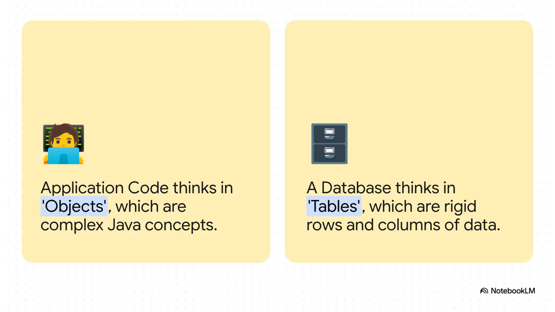But then, on the other hand, you have the database. It doesn't think like that at all. It thinks in rigid tables with rows and columns, kind of like a giant, very strict spreadsheet. And this gap, this total disconnect, is what engineers call an impedance mismatch. They just don't speak the same language.